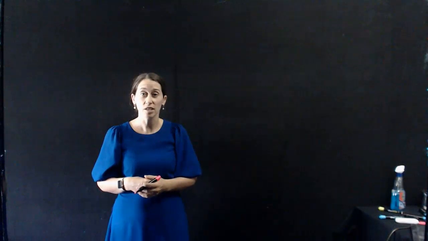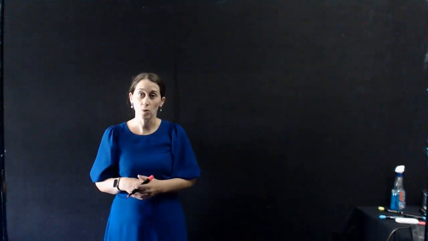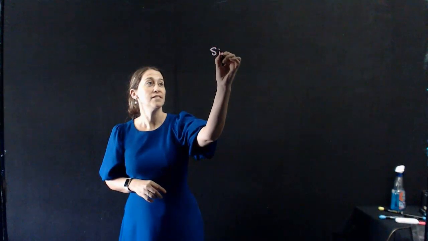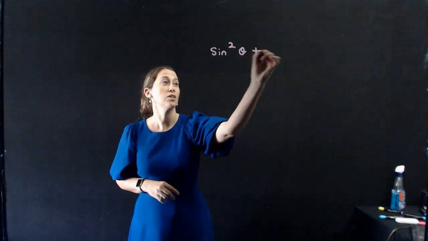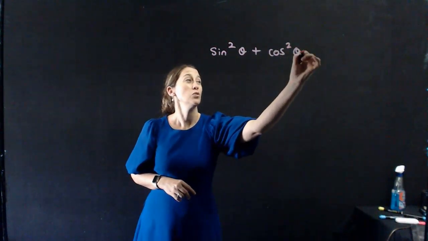Today in this video I'm going to show you how to use the trigonometric identities that we've been working on recently and use these to solve trigonometric equations. So let's just talk about one of the trigonometric identities that we've looked at recently. This is sine squared theta plus cos squared theta equals 1.